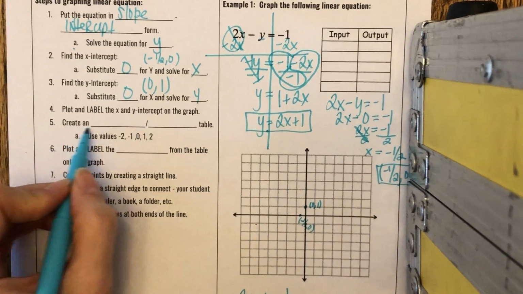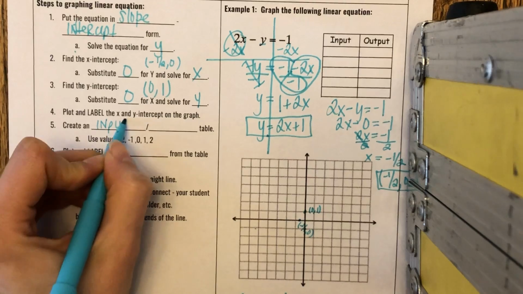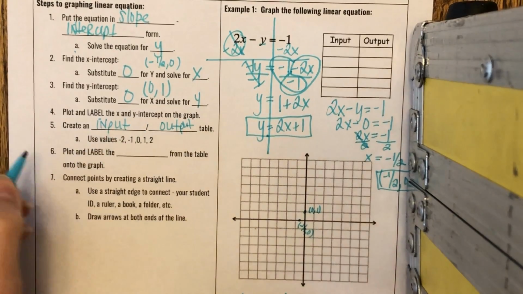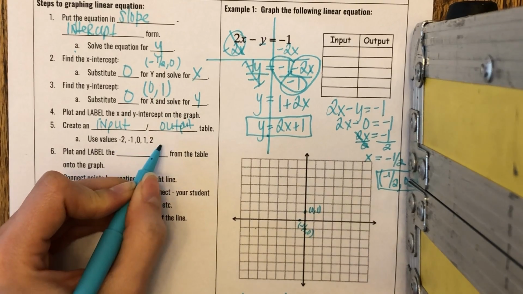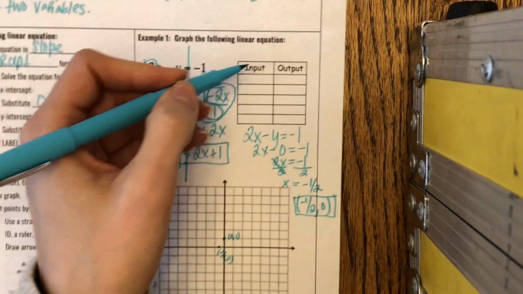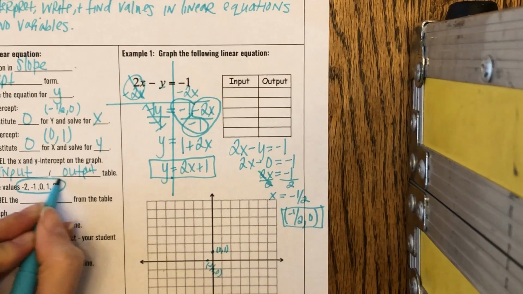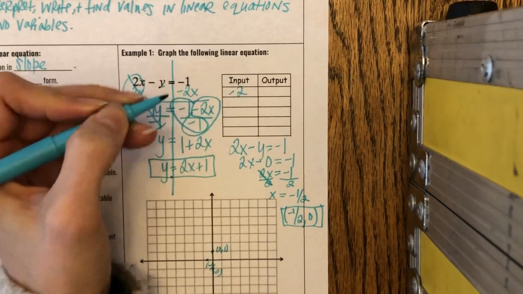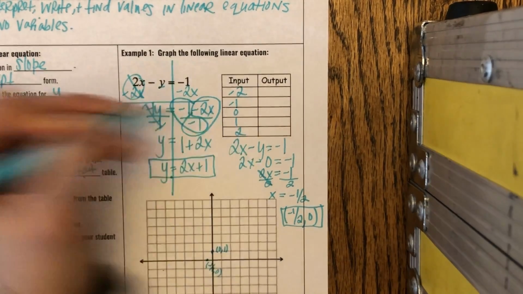Now step 5 says to create an input-output table. So I'm going to do so. I'm going to use the values -2, -1, 0, 1, and 2. So go ahead and substitute those values in my input table. Whenever I am not given a set of inputs or a domain, use -2, -1, 0, 1, and 2. So I'm going to put those numbers into my box.